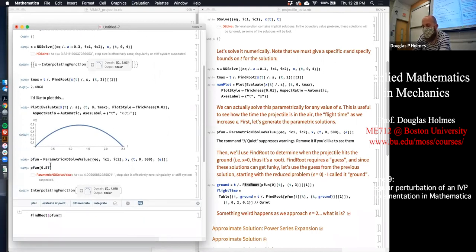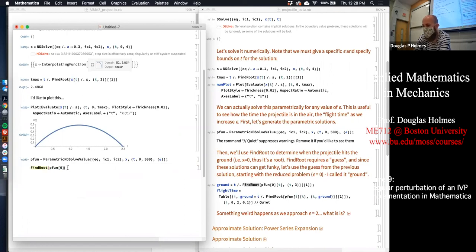So the value going inside of this is the value of epsilon. So what I'm saying is, find the root when epsilon is 0. And I'm going to find the root of this function pfun at epsilon 0, which is also a function of time. So at what time does it cross the x-axis? And again, I have to say use t. We'll give it a guess of like 2, which is 3. And it turns out it's exactly 2. So when epsilon is equal to 0, it crosses here.